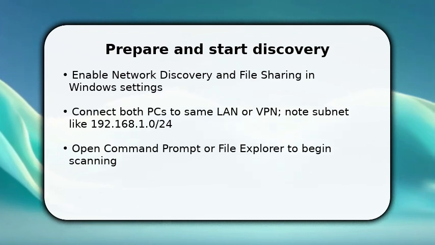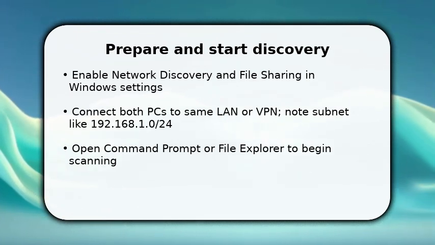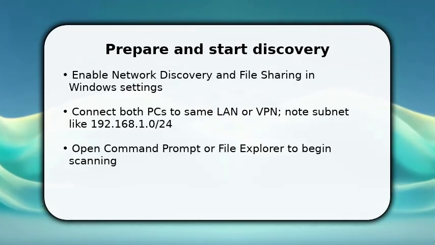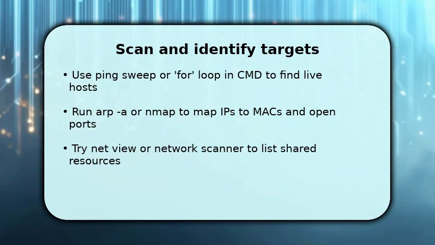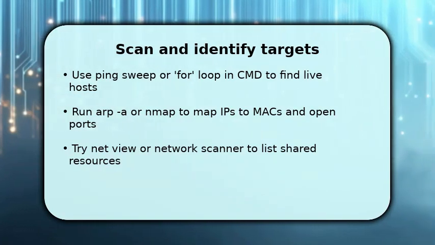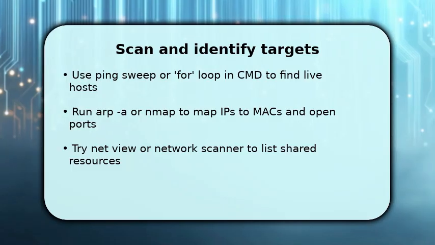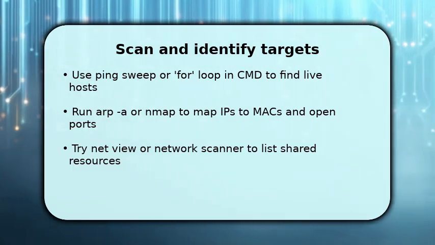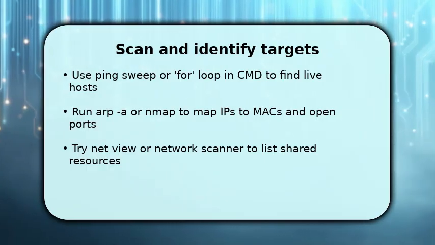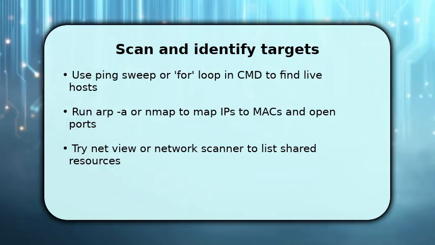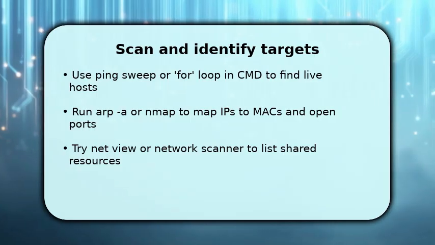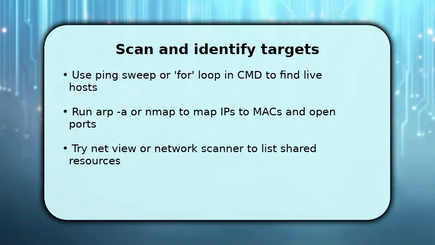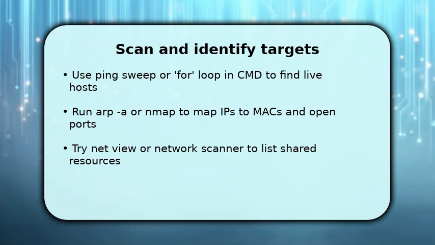steps. You continue by actively discovering which machines respond. Use a quick ping sweep or a built-in loop in Command Prompt to touch every IP in the subnet. This finds live hosts. Once you see responses, run ARP to pair IPs with MACs or use Nmap for richer details like open SMB ports. This explains who's running file sharing. Also run NetView or a lightweight network scanner to list shared folders and names. These steps tell you which PC to target and how to reach its shares.